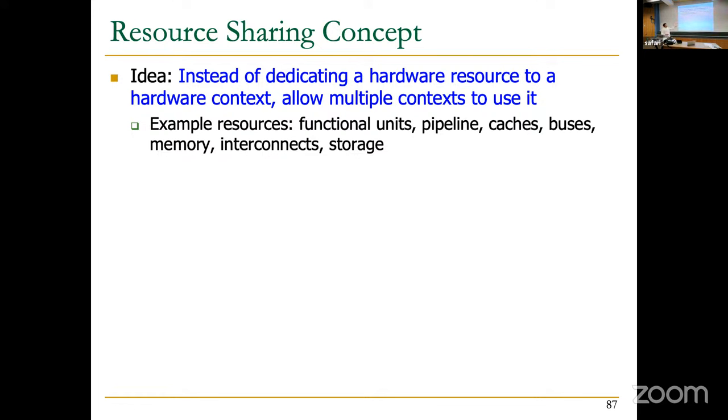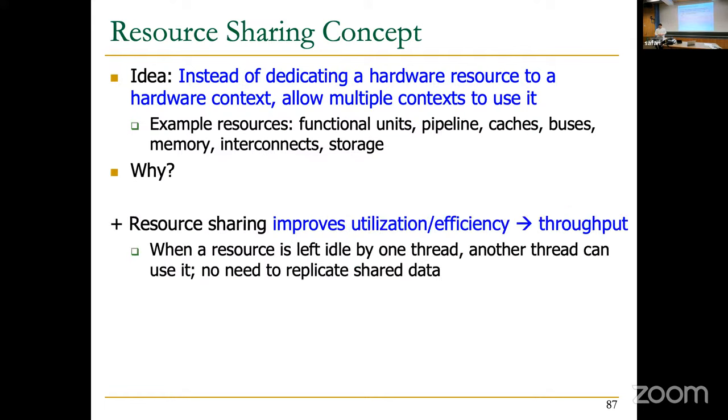Example resources are functional units. We have simultaneous multi-threaded systems where two threads in the same core share the same functional units, even, right? When one thread cannot utilize the functional unit, the other can. We have pipelines, caches, buses, memory, interconnect, storage, a lot of shared components. Why? Because it improves utilization and efficiency. Because when a hardware context cannot utilize that shared resource, other hardware contexts can.